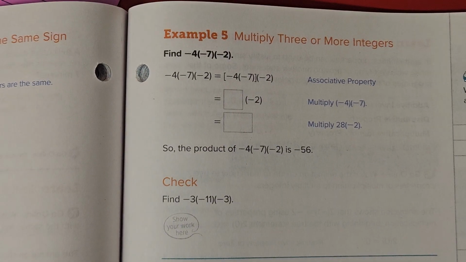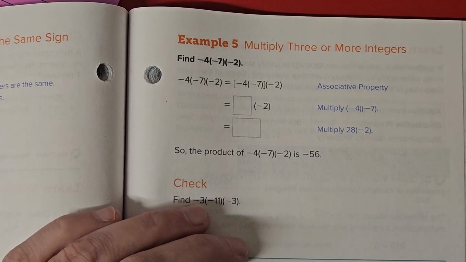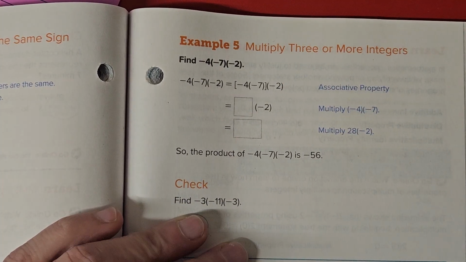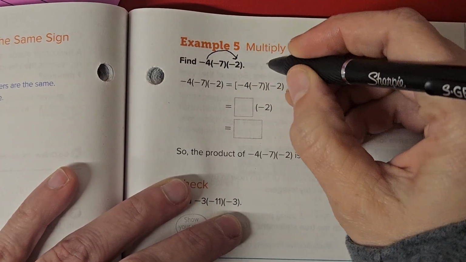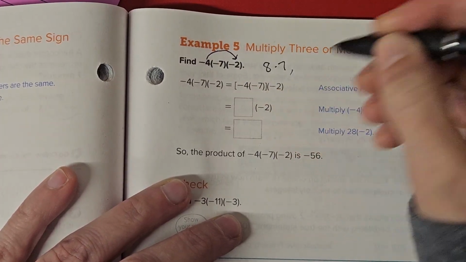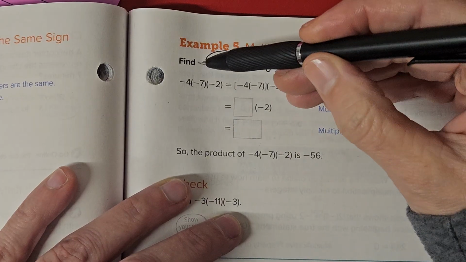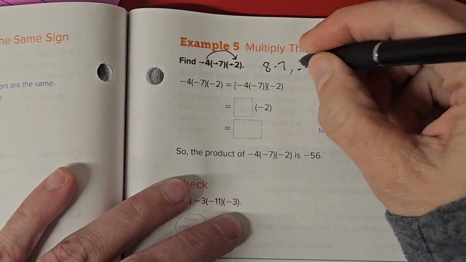But then what happens when we have more than one number? Well, you multiply. That's step 1. And if you remember the commutative property of multiplication, you can multiply in any order. So in this case, I would multiply 4 times 2. 4 times 2 is 8. 8 times 7 is 56. Then count the number of negatives. 1, 2, 3. 3 is odd. Answer is negative.